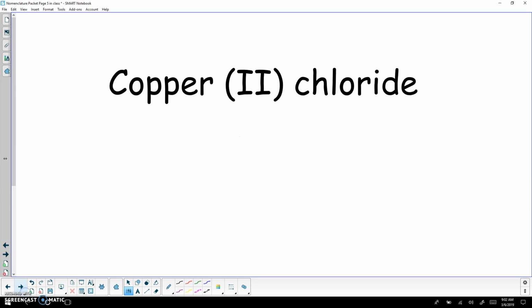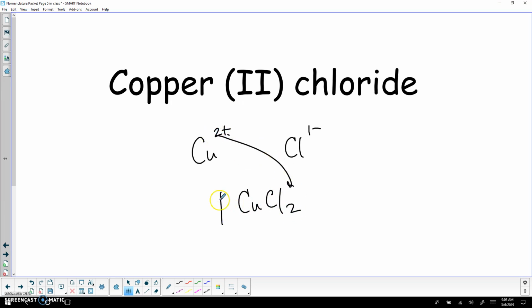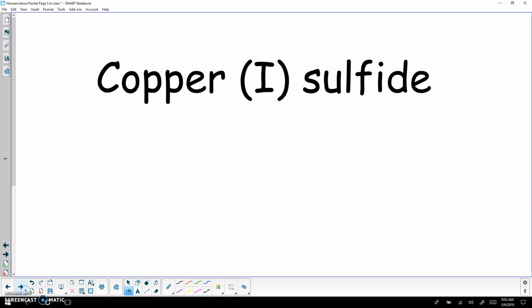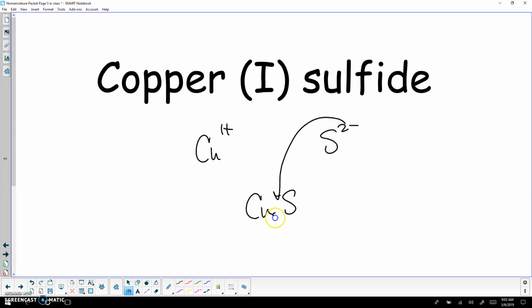Copper 2 chloride, so that 2 tells us copper's charge is 2 plus. Chlorine is always 1 minus. And so we cross them. This 2 comes down here. CuCl2, copper 2 chloride. For copper 1 sulfide, in this instance, copper's charge is 1 plus. Sulfur is always 2 minus. This 2 comes down here. Cu2S.